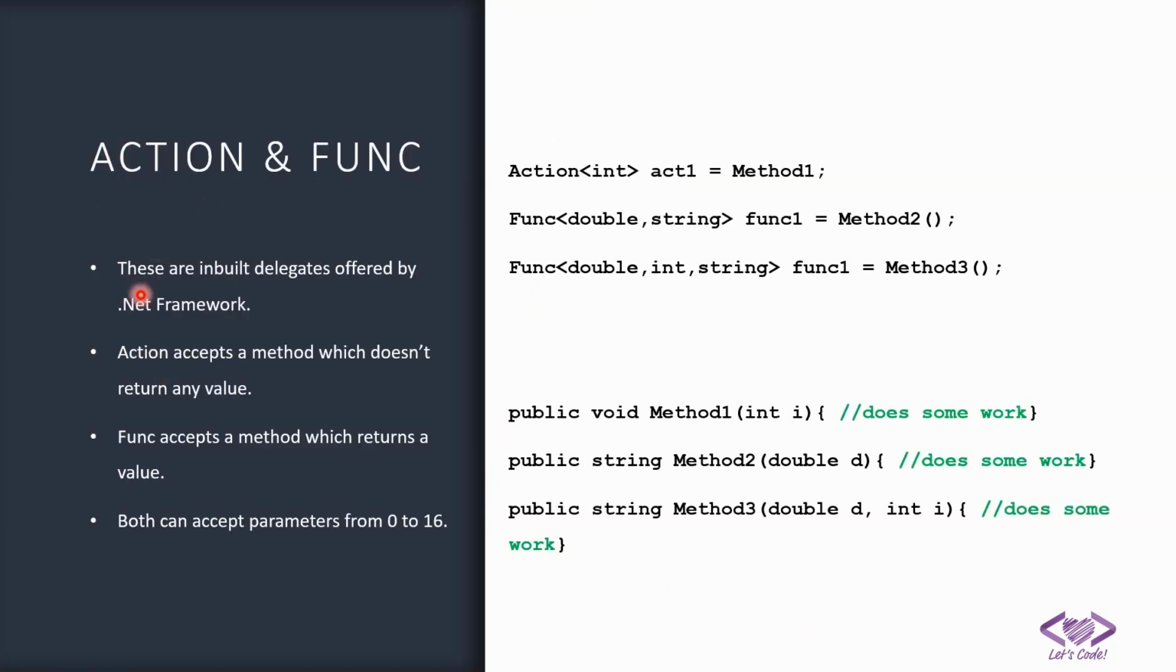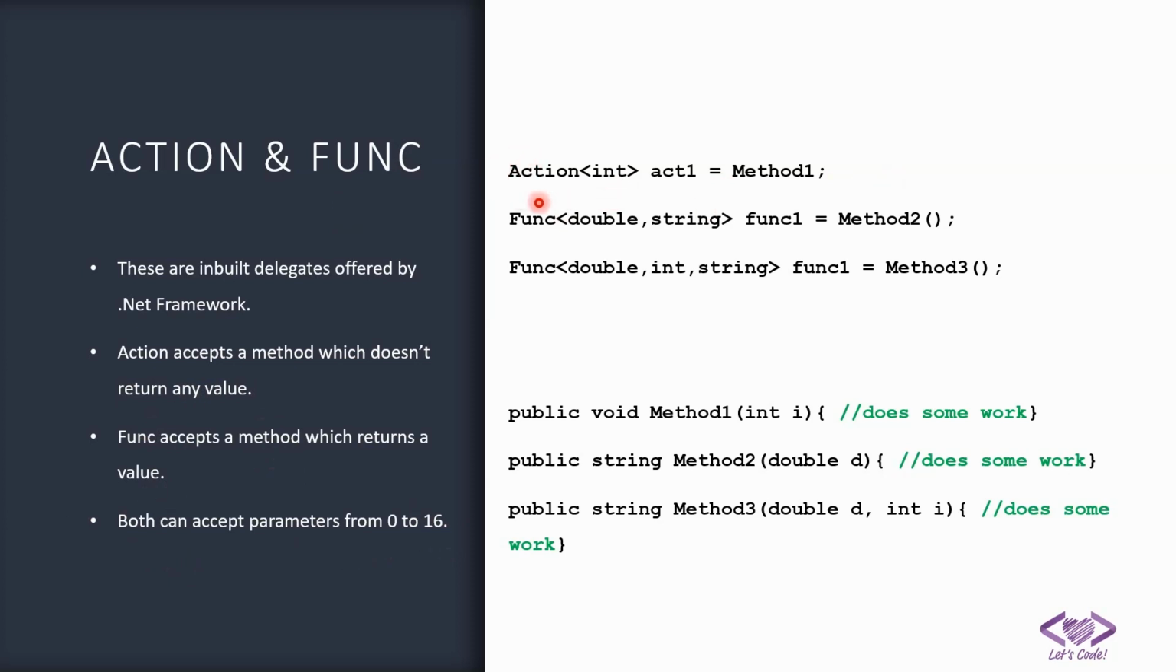As you can see on the left side, I have explained these are inbuilt delegates offered by .NET Framework. So delegates is nothing but reference to any method. Action accepts a method which doesn't return any value, whereas Func accepts a method which returns a value. And both Action and Func can accept parameters from 0 up to 16 parameters. How you use them is shown on the right side.